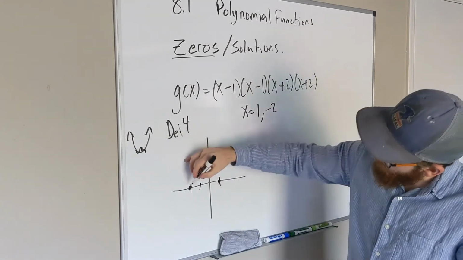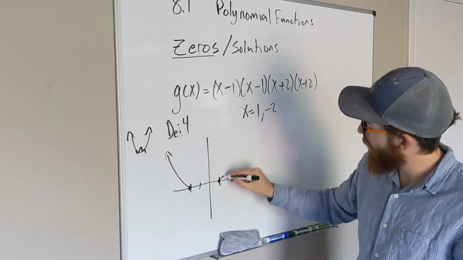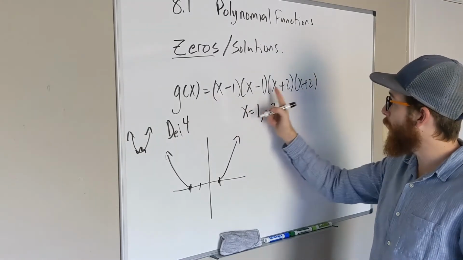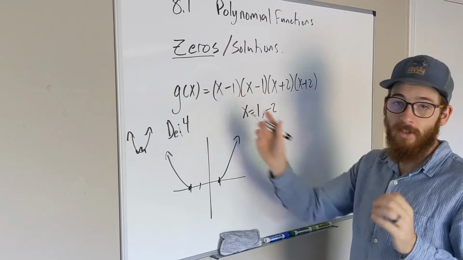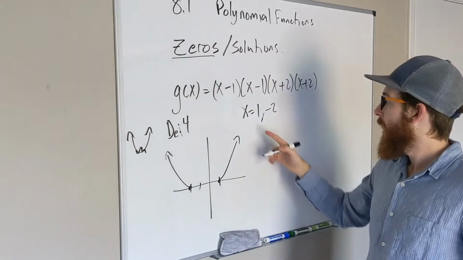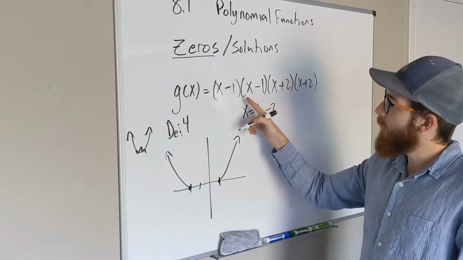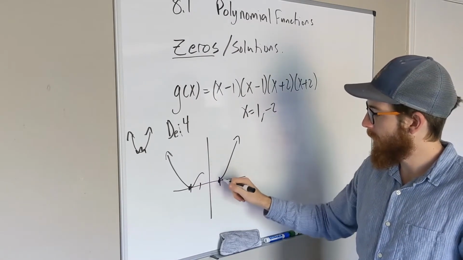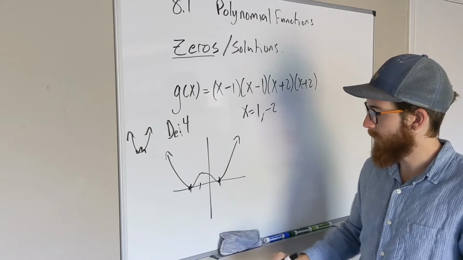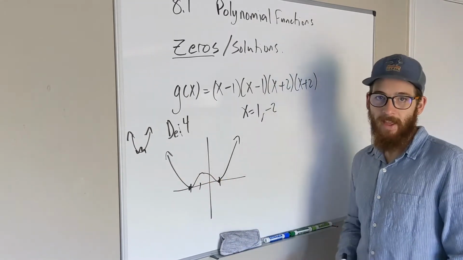Now, I know from this that both ends go up, because positive, and there are 4 of them. So power of 4 means same direction. Positive means up, not down. And then, because there are 2 at that point, I'm going to bounce. And 2 at this point, I'm going to bounce. And so it looks like that.